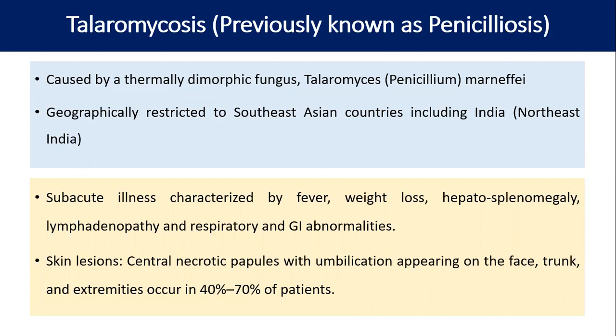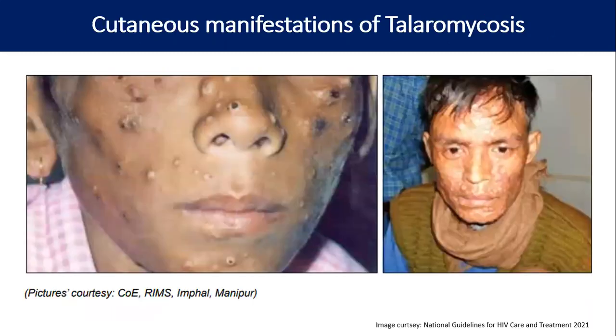It is a subacute illness characterized by fever, weight loss, hepatosplenomegaly, lymphadenopathy, and respiratory and GI abnormalities can also be there, and skin lesions. The central necrotic papule with umbilication appearing on the face, trunk, and extremities occurs in 40 to 70% of patients. So this is the feature of cutaneous manifestation of talaromycosis.